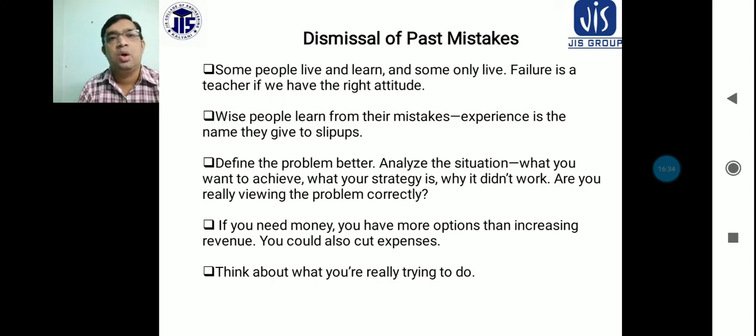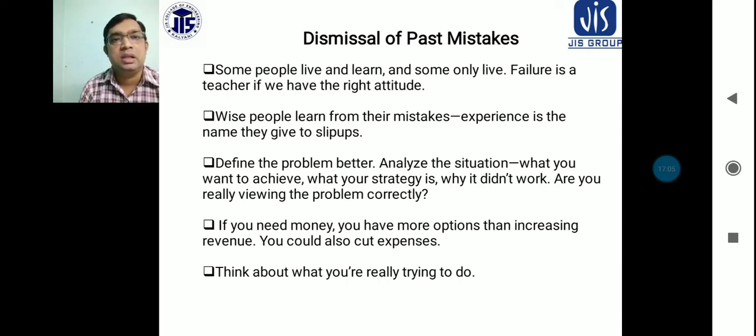Another thing is why people learn from their mistakes. People always learn from their mistakes, and then move to the next steps, where the mistake is overcome and the new correct steps are learned again. Experience is the name we give to our mistakes. Experience comes from different types of mistakes.